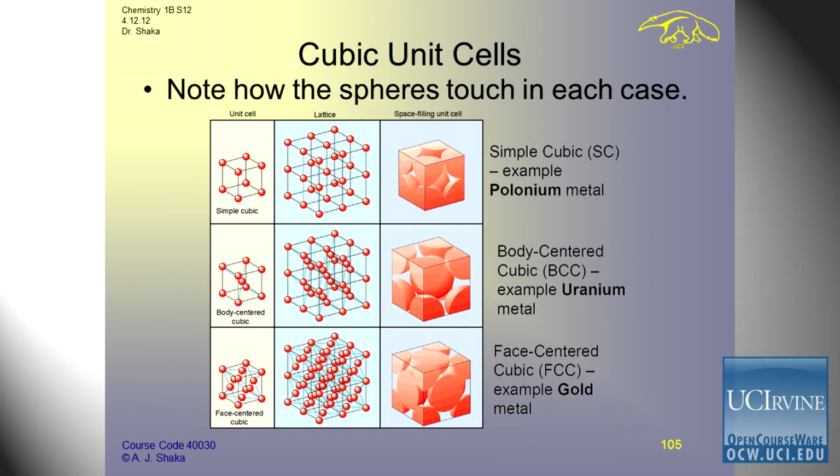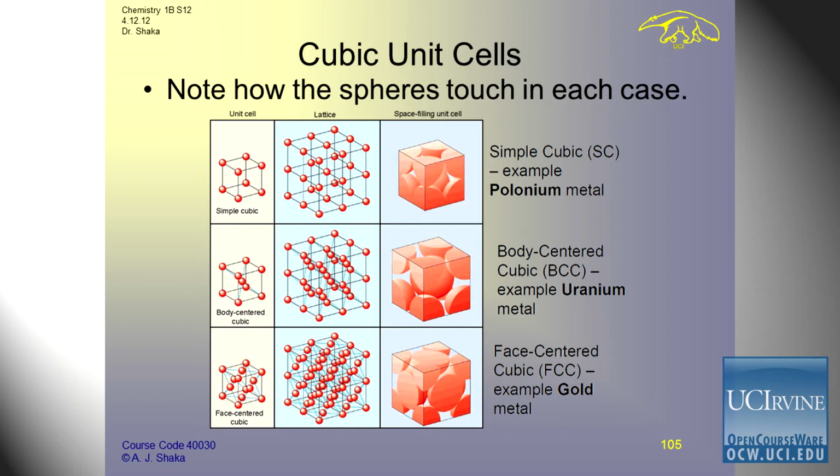Body-centered cubic is just like simple cubic, but there's a sphere in the center too. So since these count for 1 and this is 1, then there's 2 total. Body-centered cubic, for example, is uranium. Metal forms that structure. And then this one is kind of harder to see, but it's face-centered cubic.